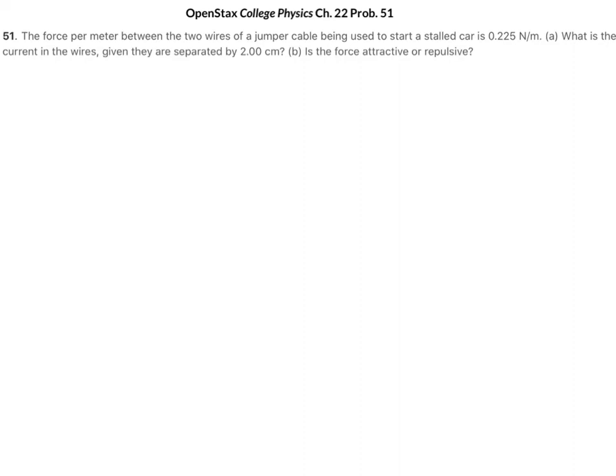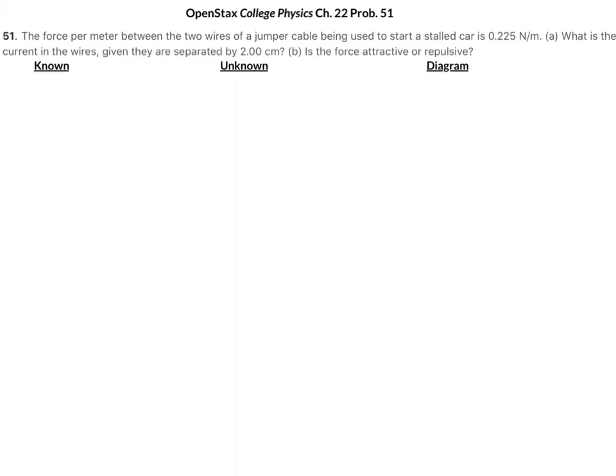Let's look at OpenStax College Physics Chapter 22, Problem 51. The force per meter between the two wires of a jumper cable being used to start a stalled car is 0.225 newtons per meter. What is the current in the wires given that they are separated by 2 centimeters? B. Is the force attractive or repulsive?